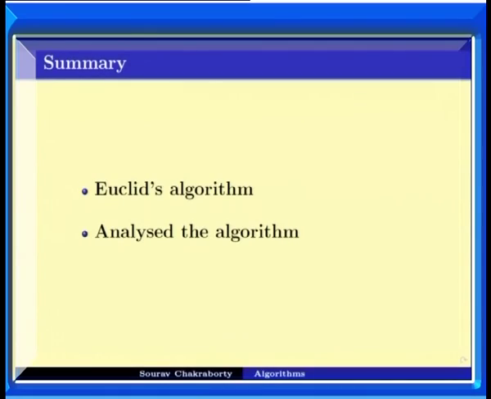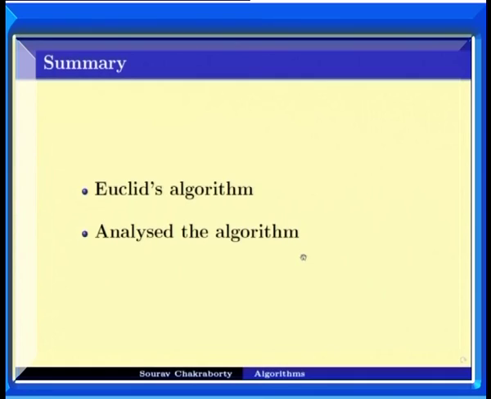So with this we end this lecture. In today's lecture we saw Euclid's algorithm and we analyzed this algorithm and saw that Euclid's algorithm is significantly better than the other 2 algorithms that we have seen. Thanks.